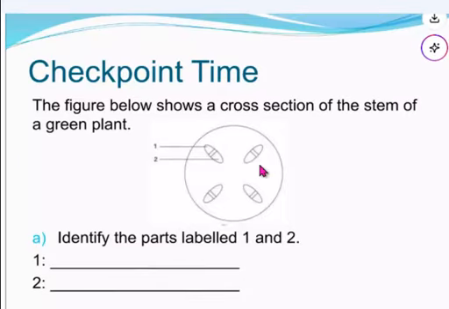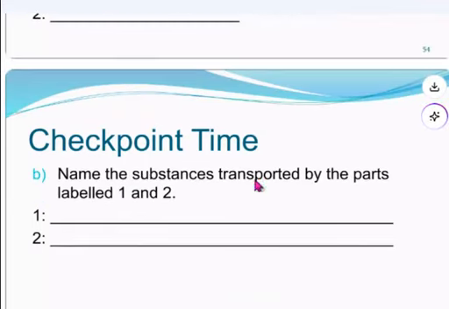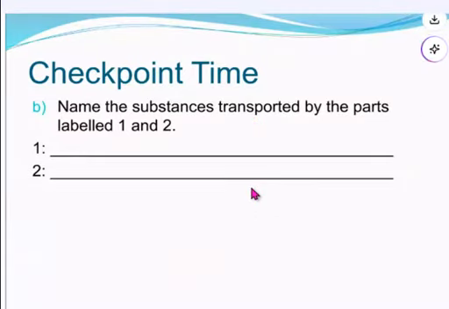The figure below shows a cross section of the stem of a green plant. Identify the parts labelled 1 and 2. This is actually in the previous video that we have discussed in this particular class. So go and check it and put the answer. Then you send a message to me direct and I will mark it. I will reply to you individually for me to know that you actually understand. And if you have any question, don't hesitate to ask.